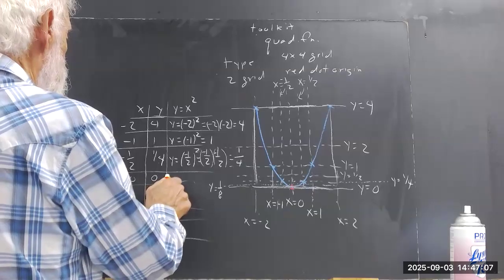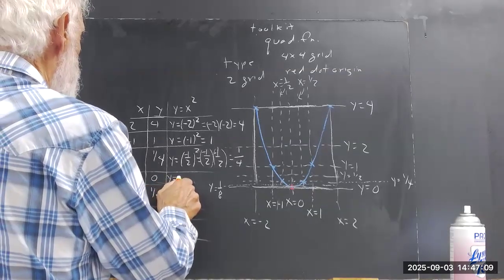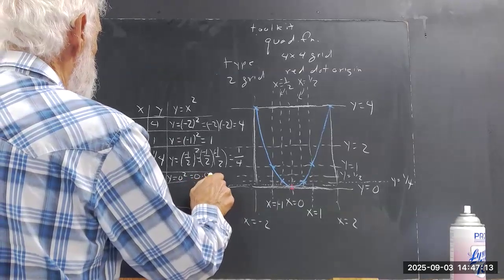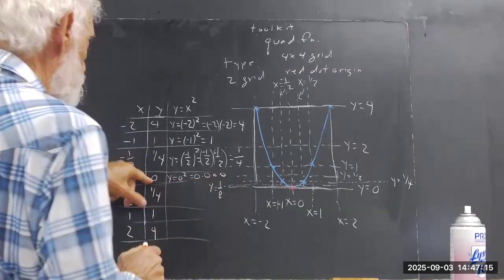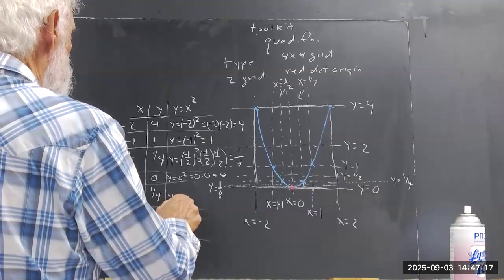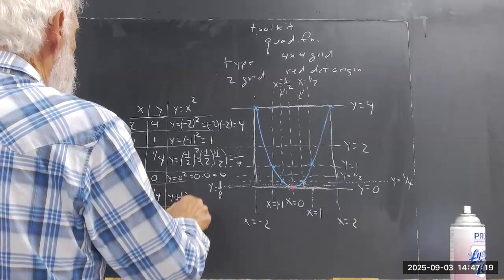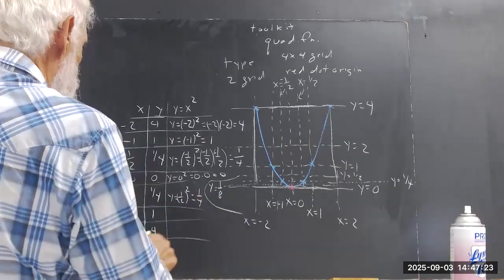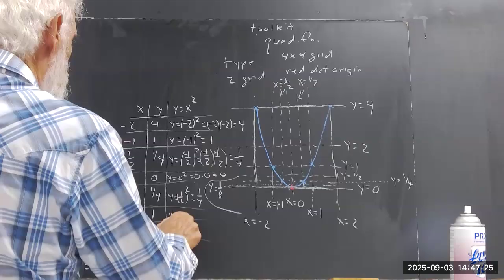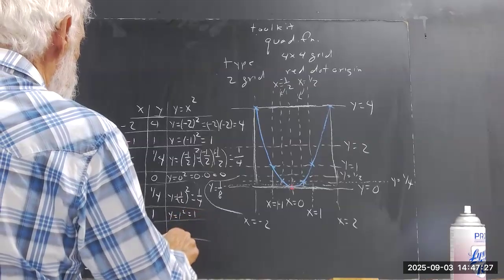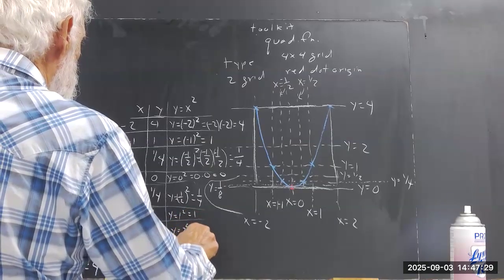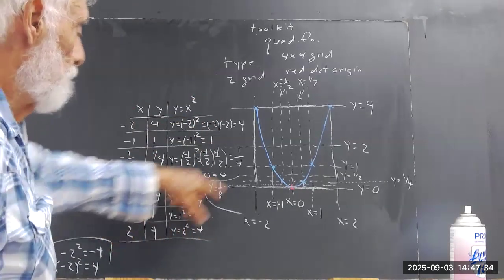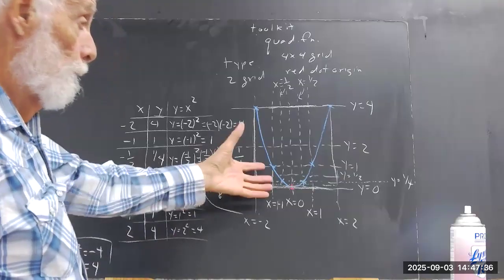When x is 0, that's 0 squared, which is 0 times 0, which is 0, and that agrees. Here, y equals 1/2 squared, which is 1/4. Take the time to write out the details. Y equals 1 squared, which is 1. Y equals 2 squared, which is 4. And these numbers that we end up with exactly match the numbers that we get from the construction.